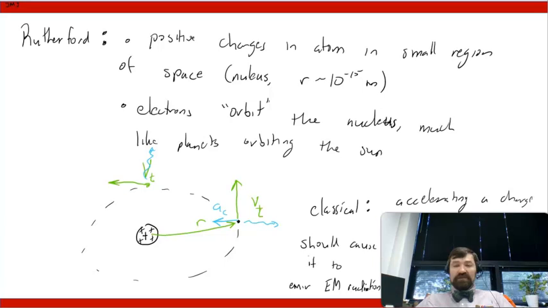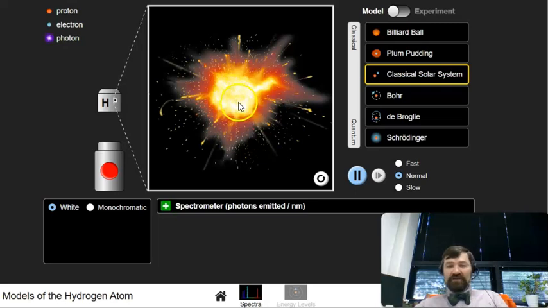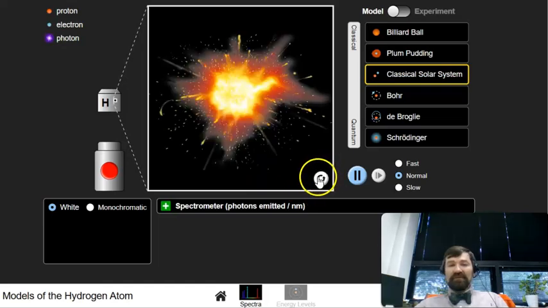And so basically what we would expect to have happen is sort of like this little simulation that the people from the Colorado group have put together. Classical solar system orbit. If I were to play this out, it spirals in and eventually collides with the core, and that's it. Your electron has moved into the nucleus, and your atom is now sort of broken. So this would happen over and over and over again.